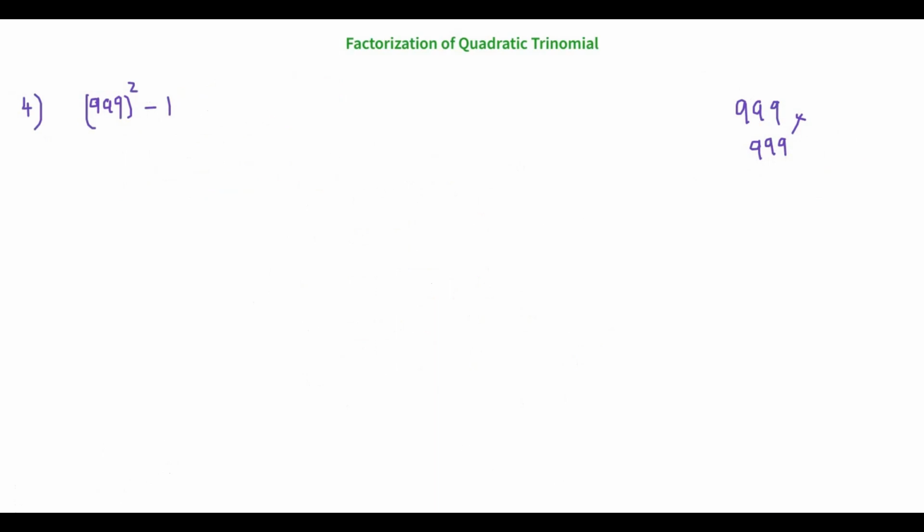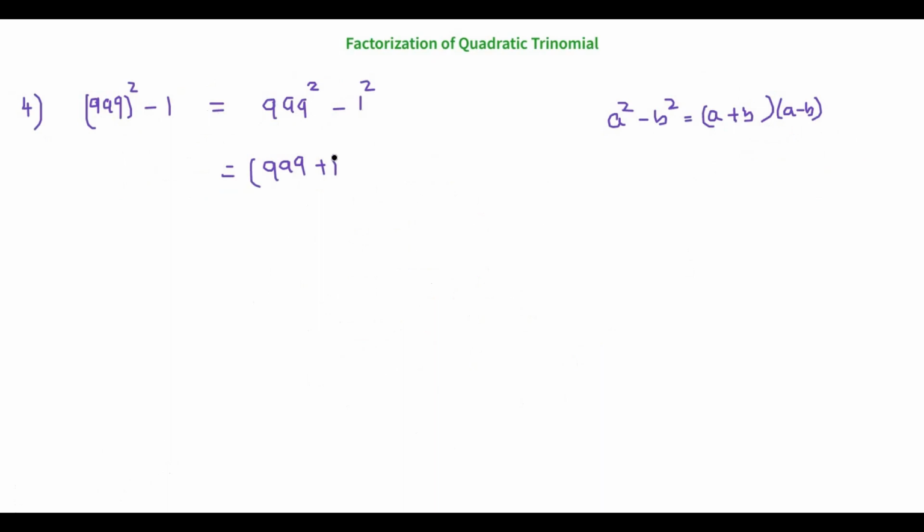So we are not going to use this. So let me remove this. We will not use this method. We will use the algebraic identity method. So which is 999 whole square minus 1. This can be written as 999 square minus 1 square. So now as you could see, this is in an algebraic identity. Can you guess which identity is this? Right, this is a square minus b square. So a square minus b square can be written as a plus b and a minus b. Pretty easy identity. So I will write it as 999 plus 1 times 999 minus 1.